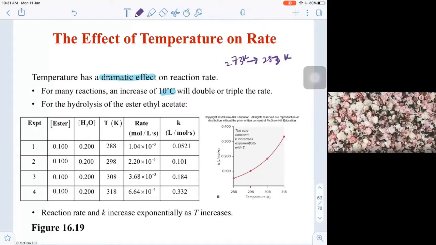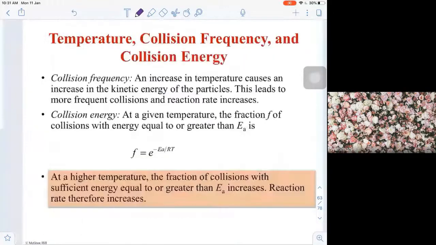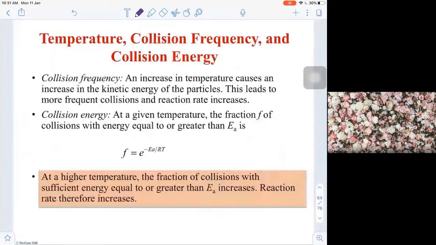A different effect than the concentration. With concentration, if we double the concentration, sometimes the rate doubles, sometimes it gives no effect. But it is not as dramatic as the temperature effect. Then let's look at what happens when we increase the temperature. There are two effects of the temperature increase. The first one is on the collision frequency. The second is on the collision energy.